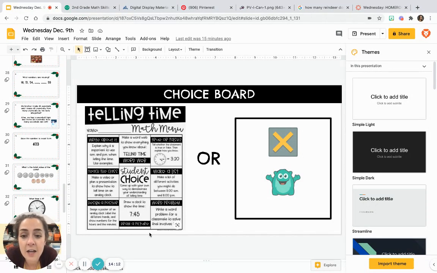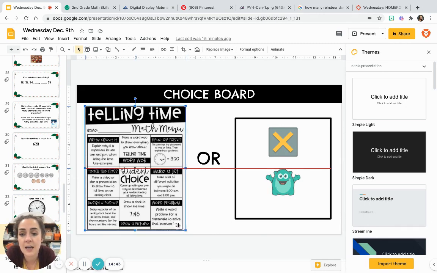True or false, tell whether the statement is true or false, then explain how you know. So here's a clock. It says that it equals 3:20, but is that true? Why not? Then 2 more. Make a list of different activities you might do between 8 a.m. and 8 p.m. So think about your day and what are some things that you might do in those times. Make a list. All these things could be done in your math journal. And then last but not least, write a word problem for a classmate to solve that involves time.